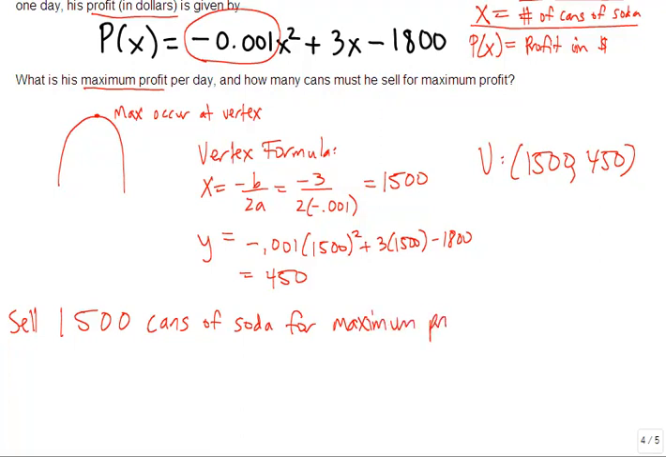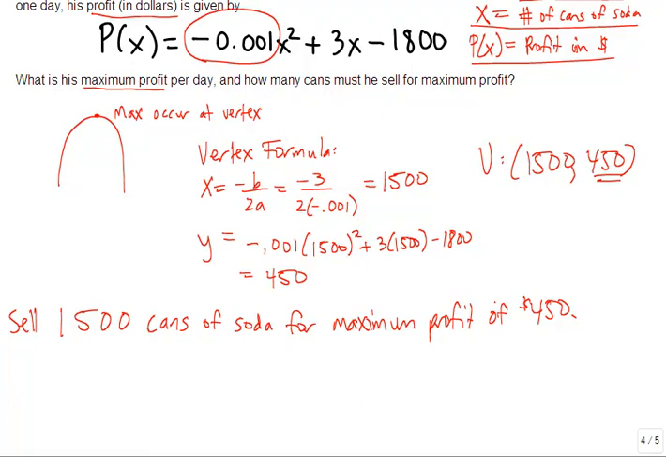And what is the profit? What is the actual profit in dollars? Well, that's what your P of X is, which is just another way of saying your Y. So this 450 is what our maximum profit will be, and its units would be dollars. So you could write it this way. We need to sell 1500 cans of soda for a maximum profit of $450.